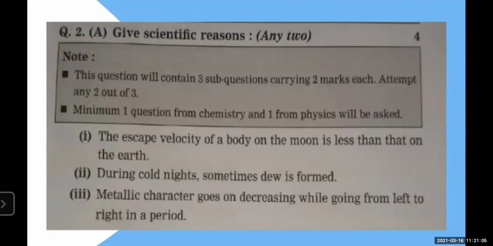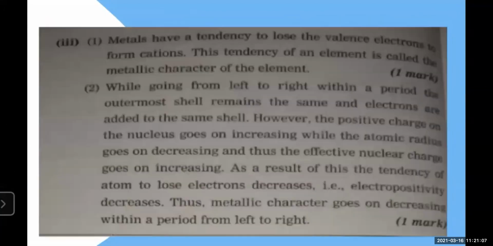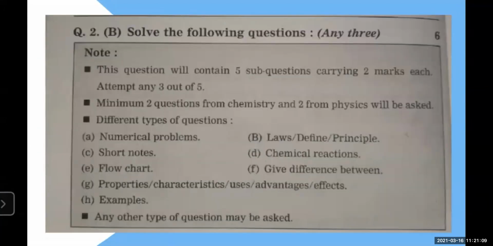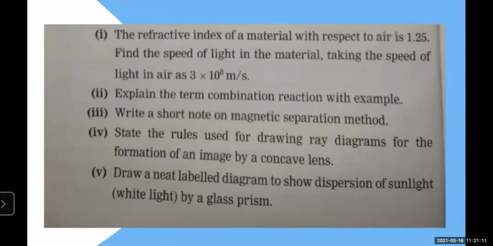Okay students, next we will see second question. Explain the term combination reaction with example. Very simple. You must have studied combination, different types of chemical reaction. Very important is combination. Then displacement reaction, double displacement reaction. Okay, these different types of reactions you have, chemical reactions.